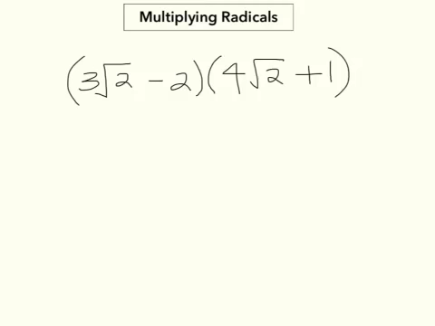All right, so here's what I would say is the most challenging one. You know that here we would need to FOIL. Just like if this was an x, 3x minus 2, 4x plus 1, we would FOIL it. So that's the same thing we want to do here, is FOIL and then combine our like terms. So this just takes a little bit longer. So 3 square root 2 times 4 square root 2.